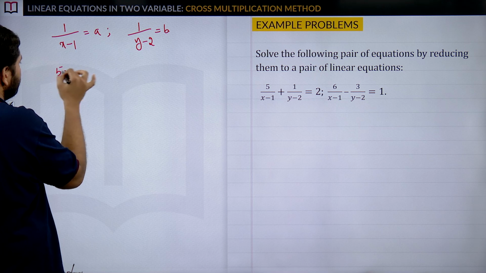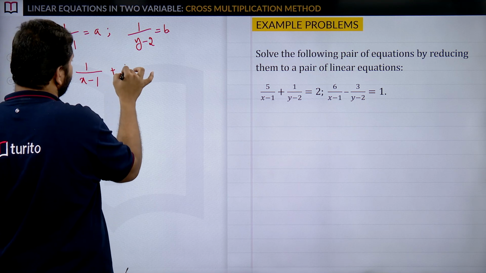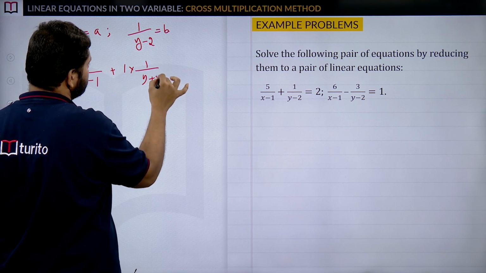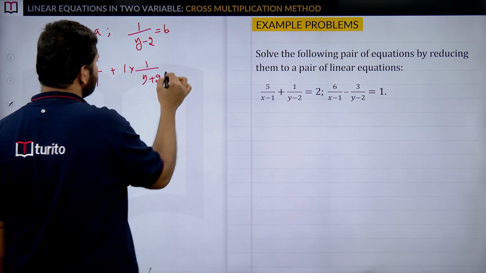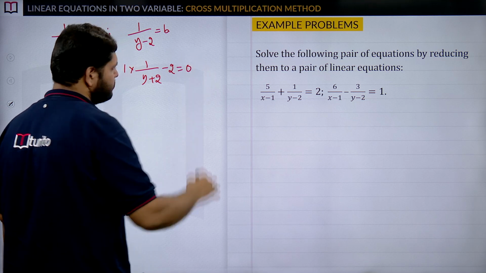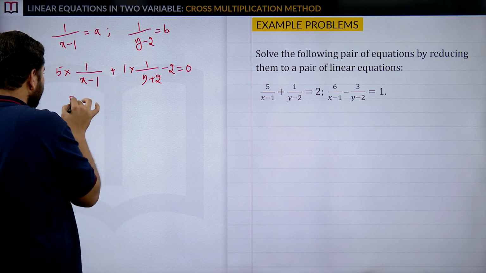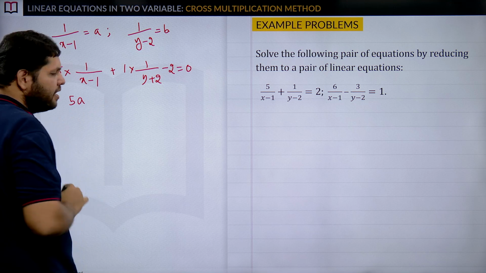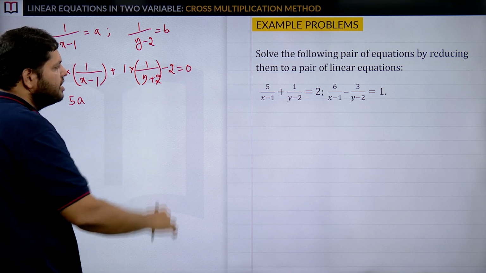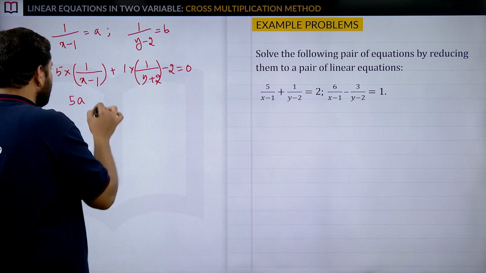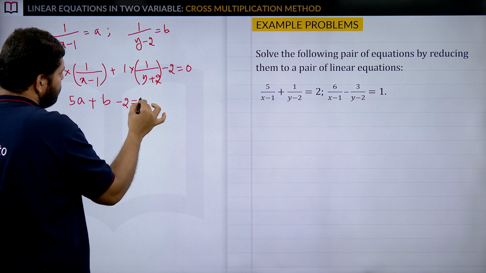So this equation we can write as 5 into 1 by x minus 1, and this I can write as 1 into 1 by y minus 2, is equal to... these two children I am bringing to the LHS side. So we can write minus 2 equal to 0. Okay. Now children, what is 1 by x minus 1 value? We can say a, because already we have taken 1 by x minus 1 value as a. So I am writing this value as a, and this value as b. So we can write it as 5a, and this is 1 into b, so that is b, and minus 2 equal to 0.